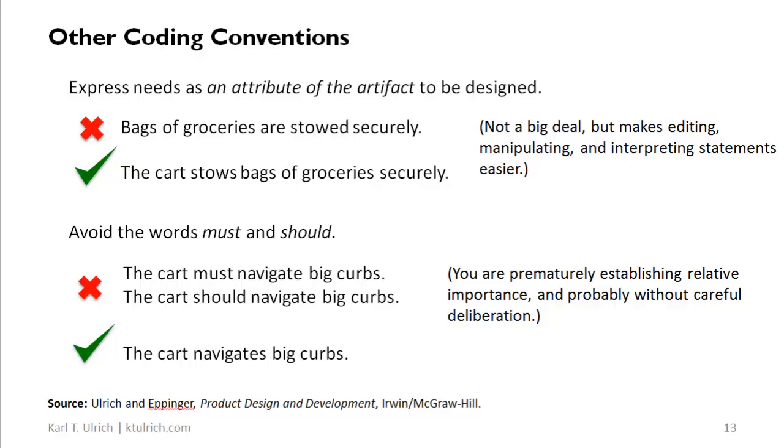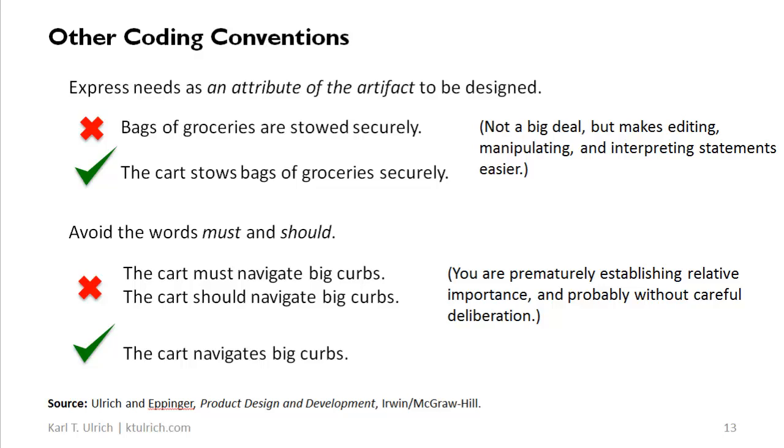Those are the two main rules, but there are some other conventions that I think make it easier to work with the statements of need. So here are two conventions that I think are useful. One is that you can express the needs as an attribute of the artifact to be designed. And this is kind of a strange convention, as it sounds a little weird. So instead of saying bags of groceries are stowed securely, you're going to say the cart stows bags of groceries securely.